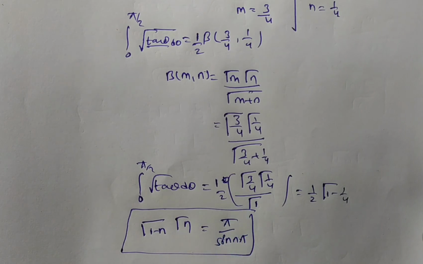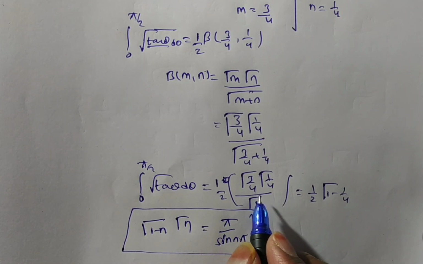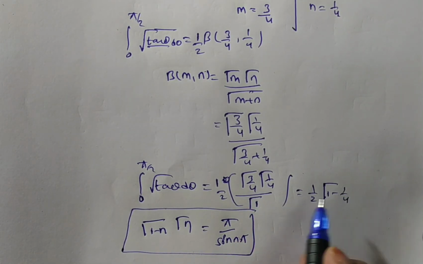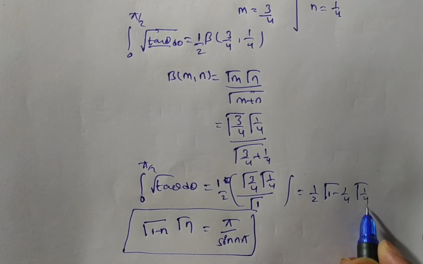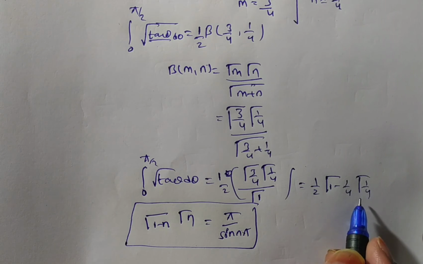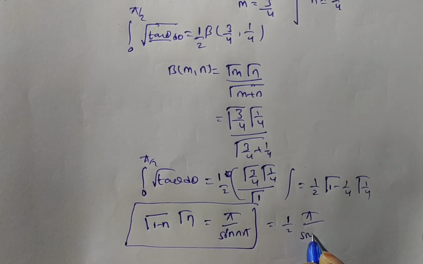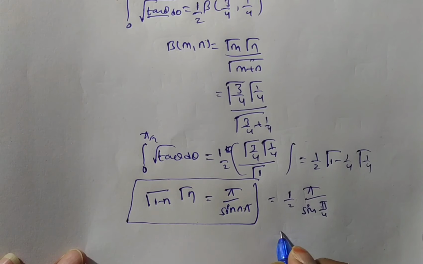But will you write 1 by 4 as 1 minus 3 by 4? No. Yes or no? So in this case, this will be gamma of 4 minus 1, meaning 3 by 4, into gamma 1 by 4. Now you observe gamma 1 minus n gamma n, that is, you can get 1 by 2 times of pi by sin n pi. What is n here? You have 1 by 4, pi by 4. So 1 by 2 is nothing but pi by 2.